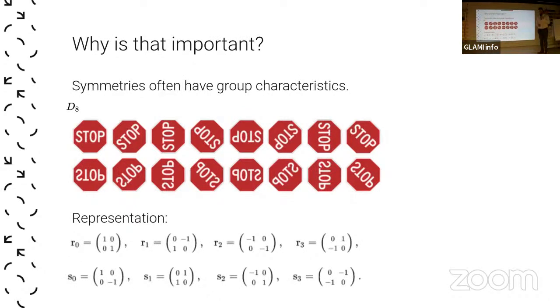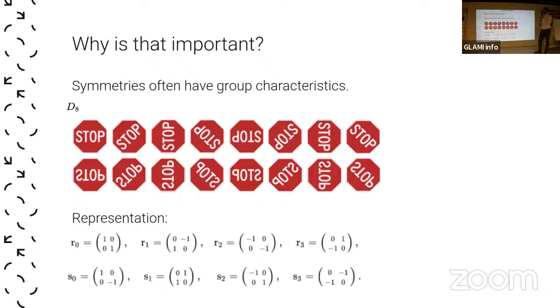Yeah, you got the idea, right? That we want to talk about symmetries in data and how to exploit them in the models. And symmetries often have characteristics of groups. So, for example, we can talk about the group which is usually labeled as E8.